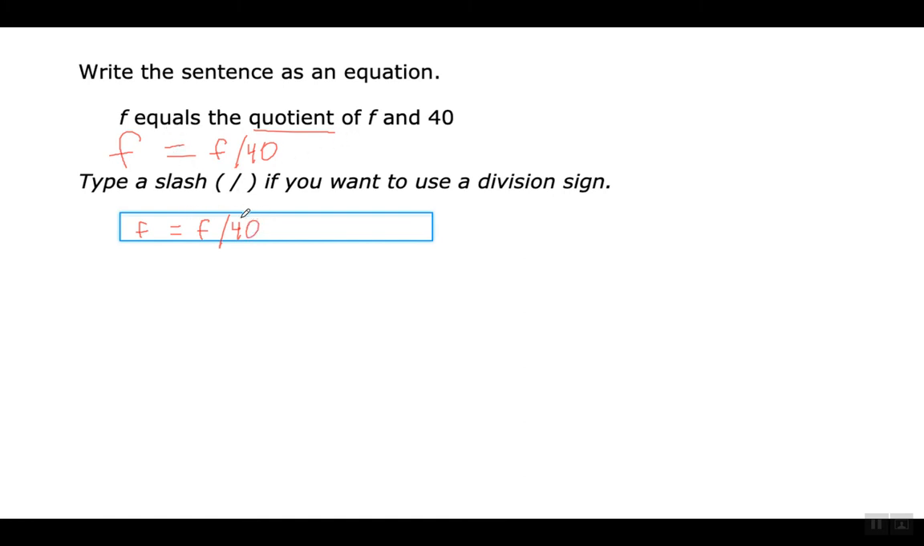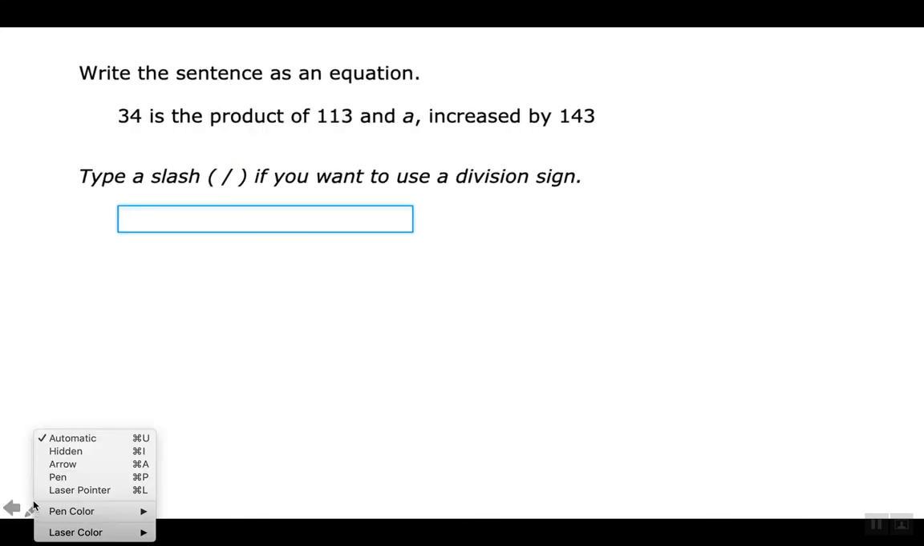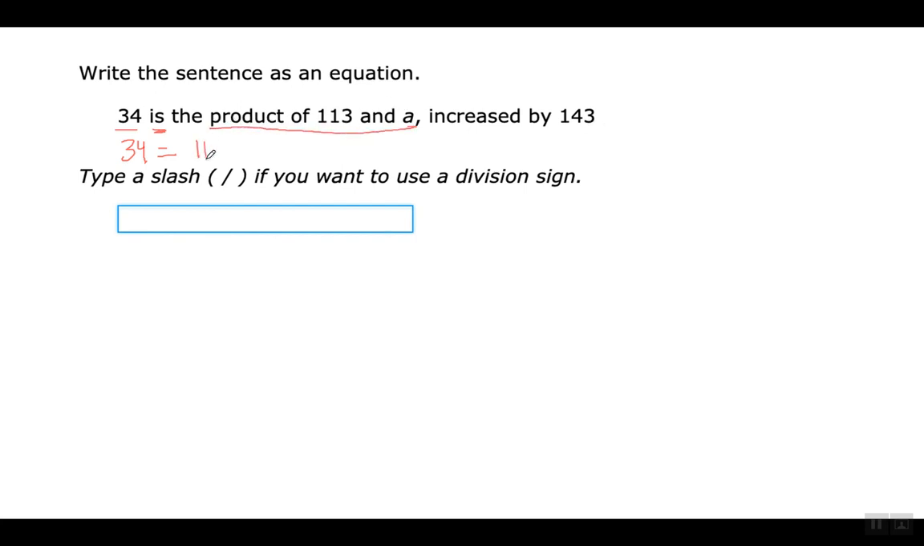Simplemente lo estoy traduciendo. No me importa resolver esto. Simplemente escribirlo correctamente. 34 is the product of 113 and A increased by 143. Okay, first of all, the product of 113 and A, el producto de 113 y A, increased by 143, aumentado por 143. There's my answer. Ahí está mi respuesta.